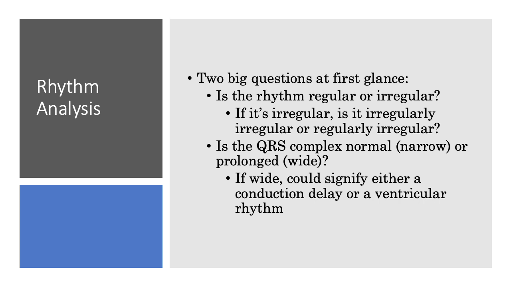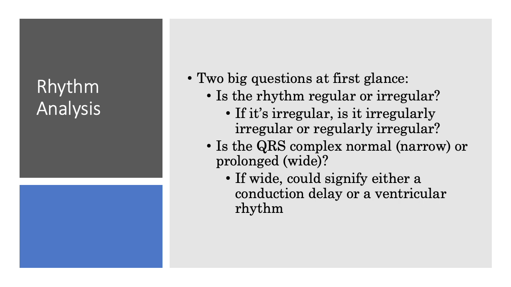So the first thing I would do if I were handed an EKG and trying to determine rhythm is to ask two big questions at a first glance. One, is the rhythm regular or irregular? And if it's irregular, is it irregularly irregular or regularly irregular? If the rhythm's irregularly irregular or regularly irregular, I'll have a couple of different ideas of what could potentially be causing that abnormality in rhythm. And so that may point me in the direction of a particular diagnosis.